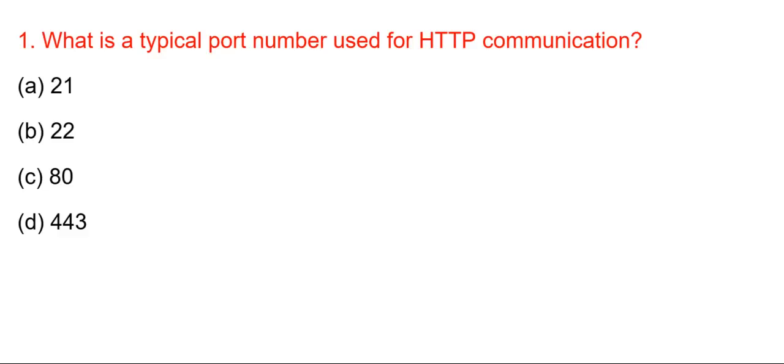Today in this video, let's look at some of the important bits for ECET, and the topic that we are going to deal with is computer networks. And the first question is, what is a typical port number used for HTTP communication? Please note a point that it is HTTP, not HTTPS. And the options given are 21, 22, 80 and 443.